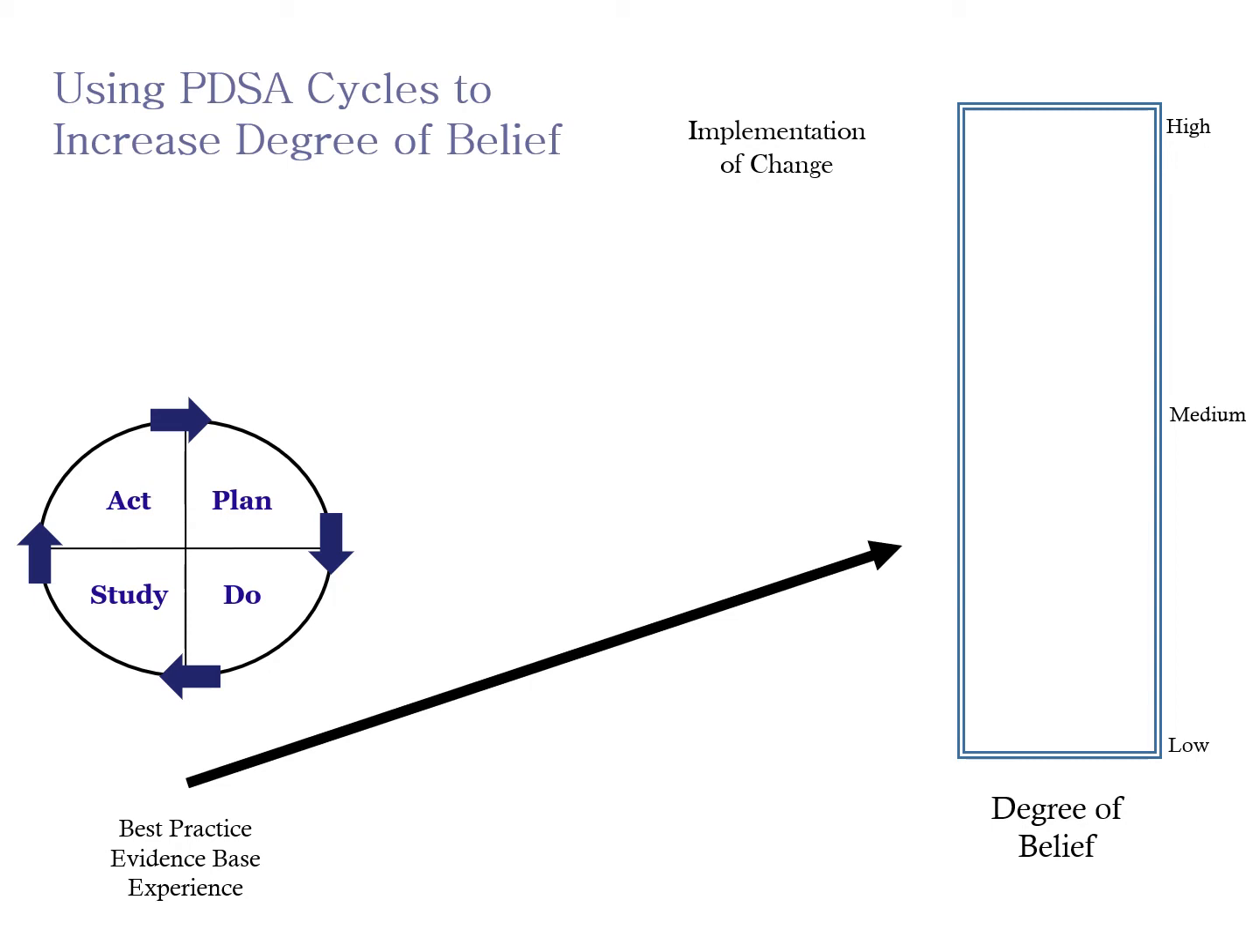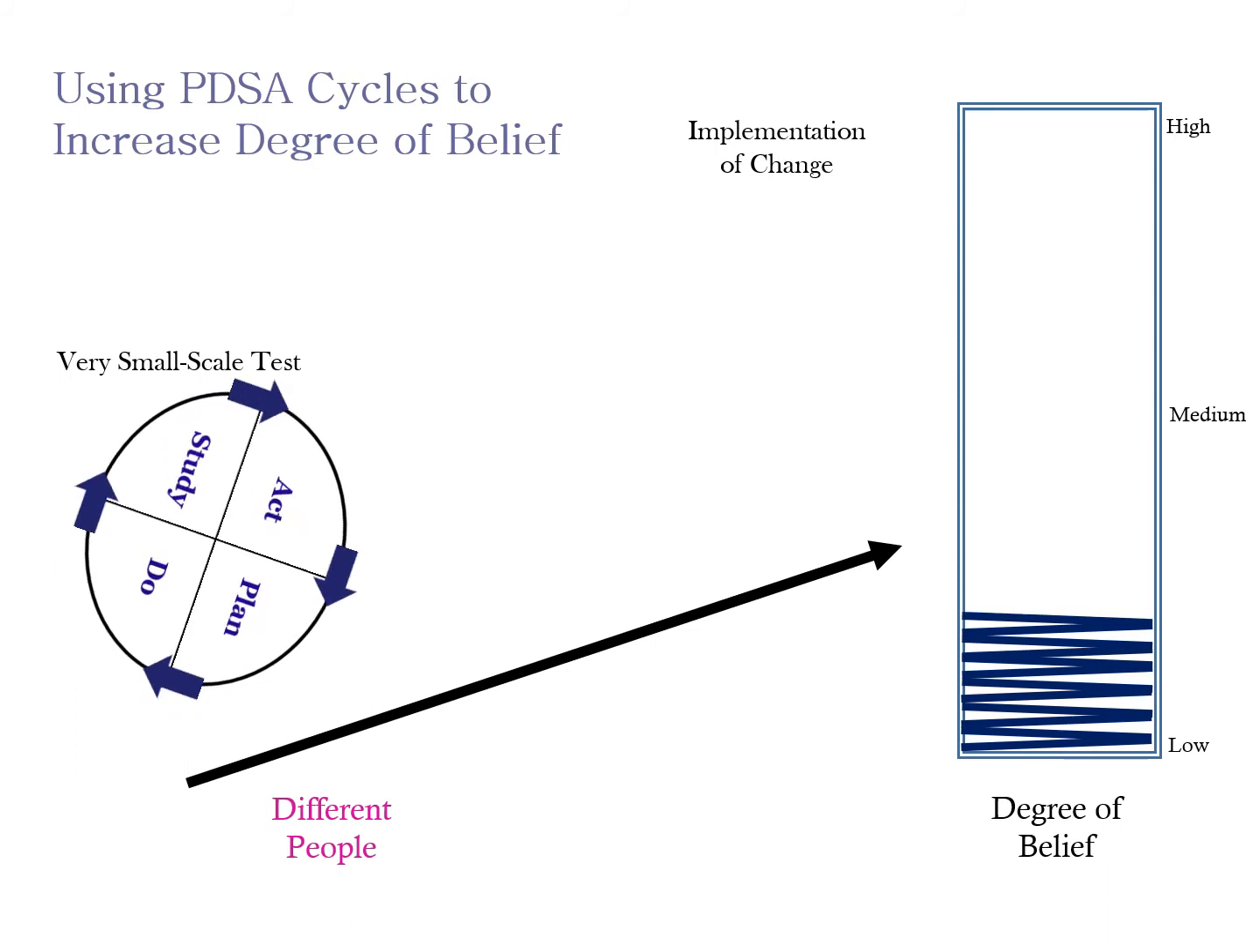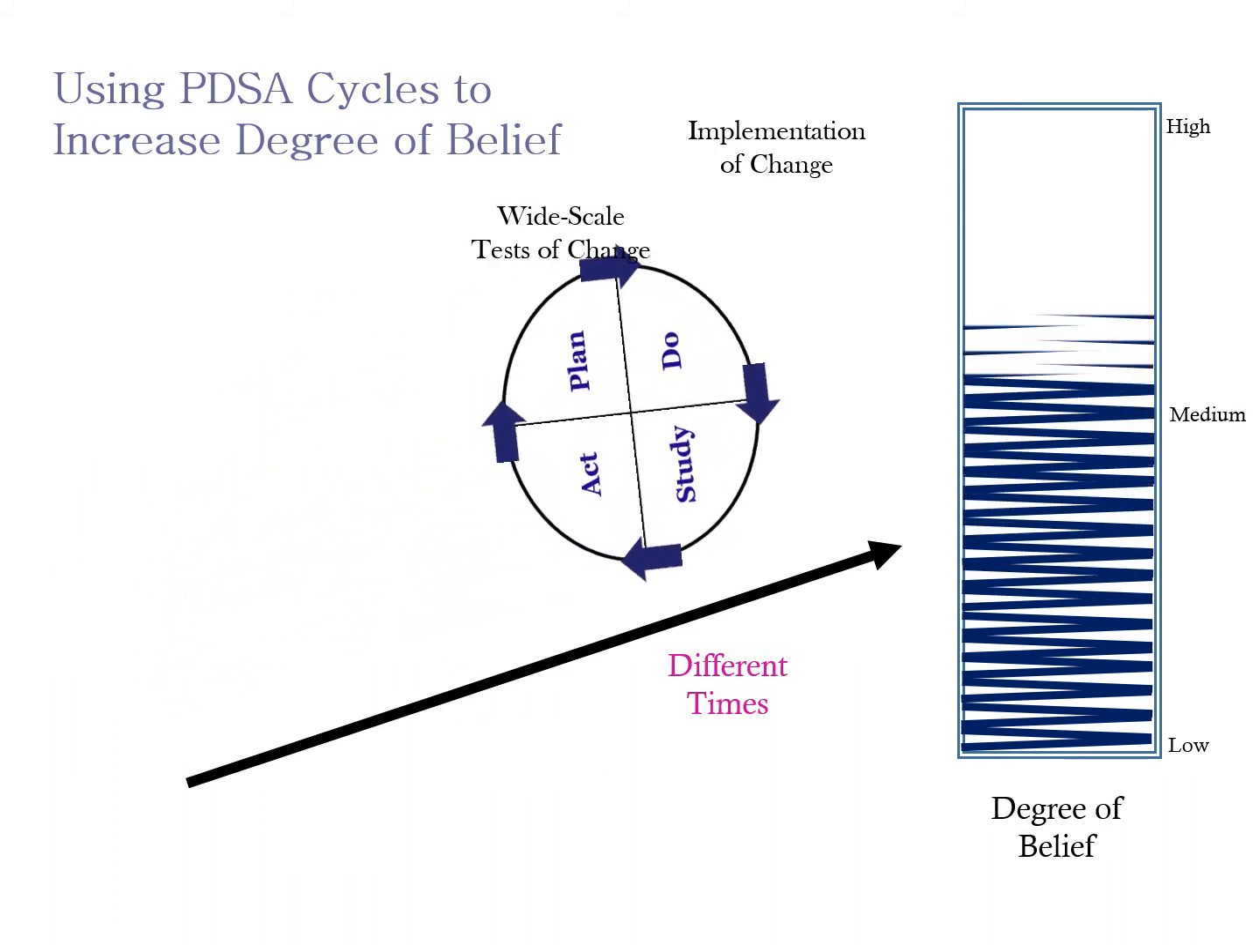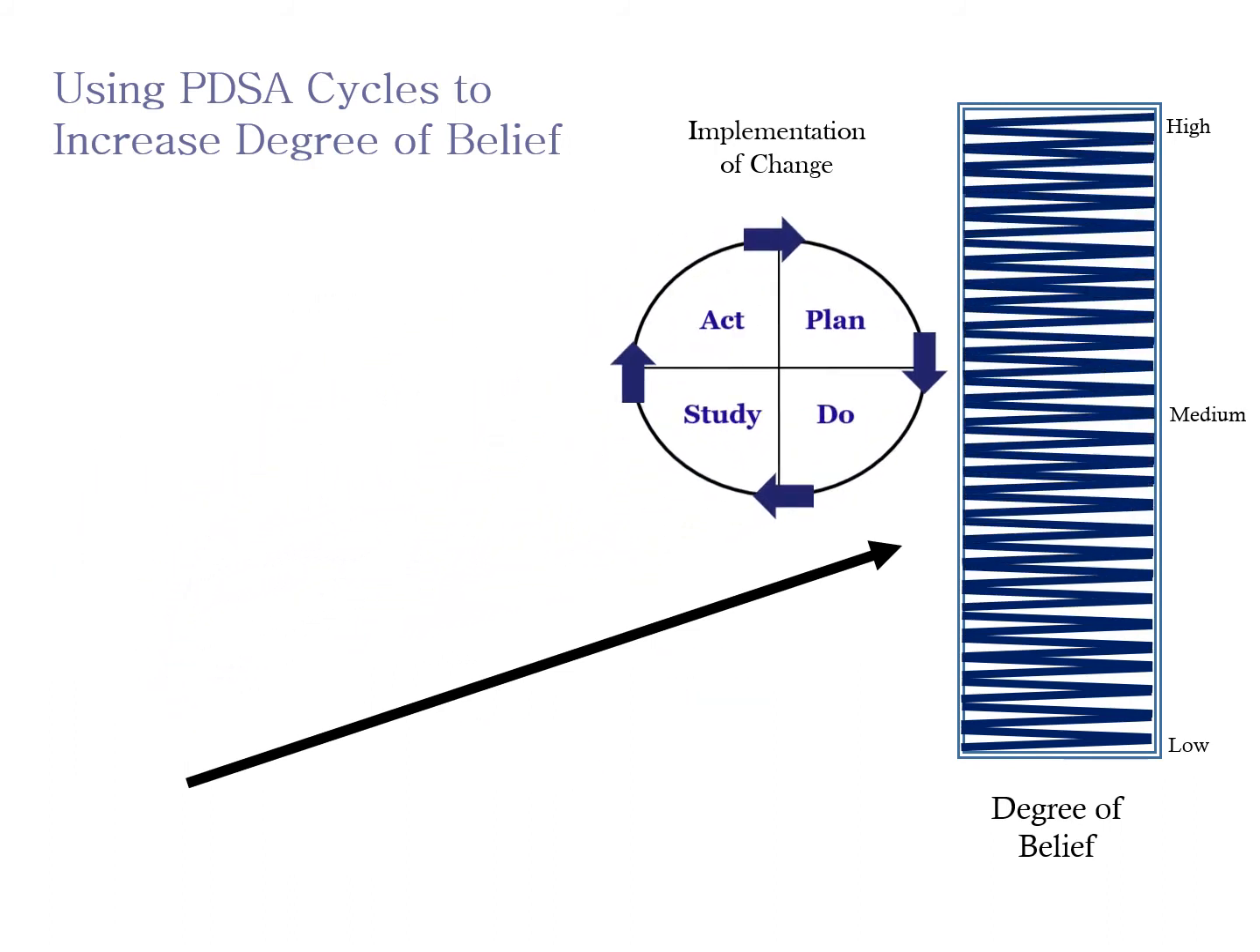So when you look at this diagram, this really demonstrates it. As we're trying things with different people and different conditions at different times and scaling up the scope of the change towards implementation, our degree of belief is also scaled up at a similar time frame.